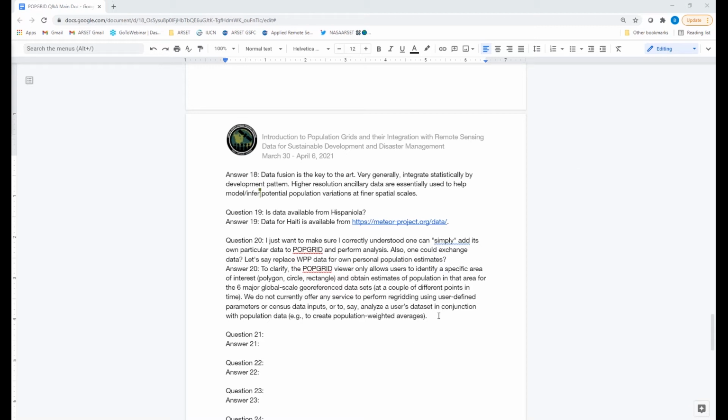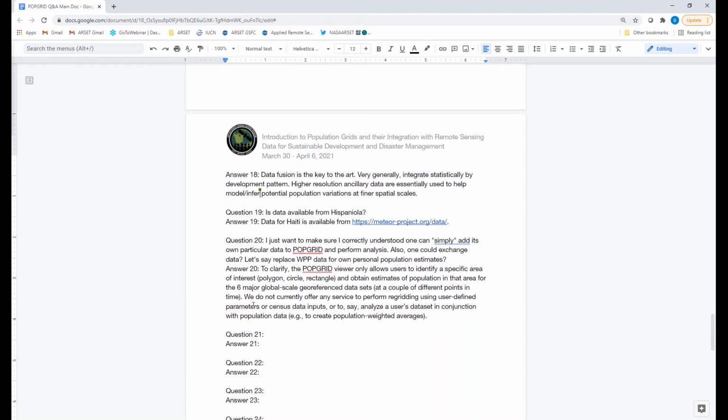Oh, I'll take that. I wasn't sure if the person, since I only talked about it briefly, but it was talked about in the first session, the POPGRID viewer just allows a user to draw a polygon or a circle or some other area, and then for that area just get what the total population is in that area for all the different georeferenced data sets. So it doesn't allow any further analysis.